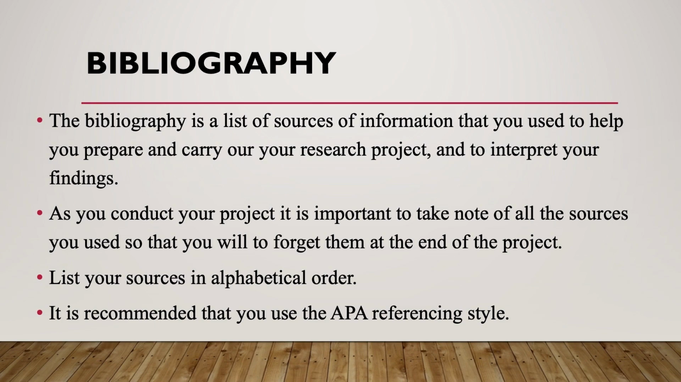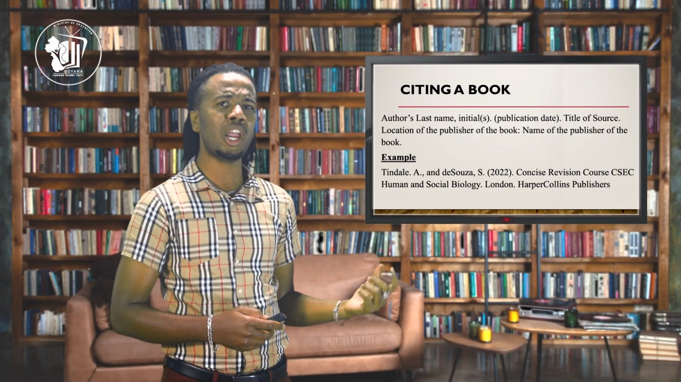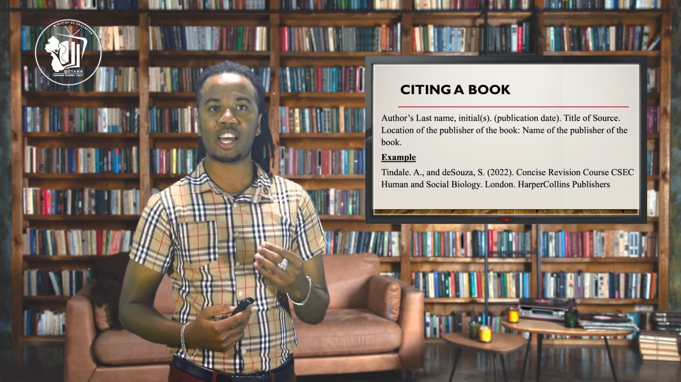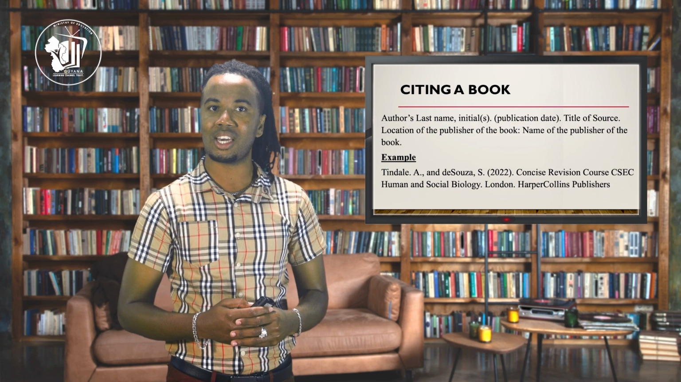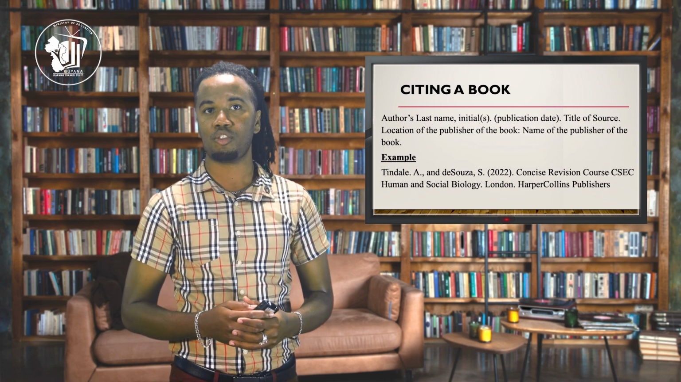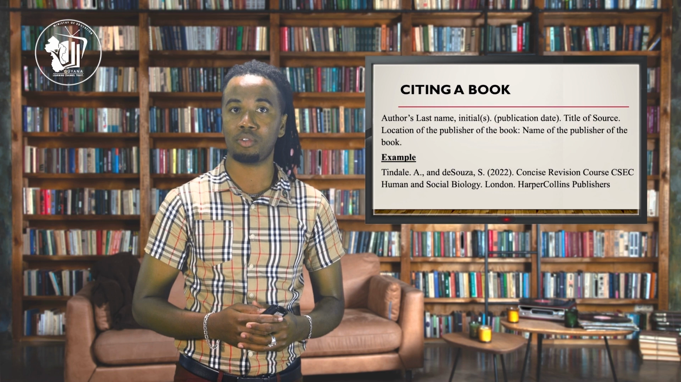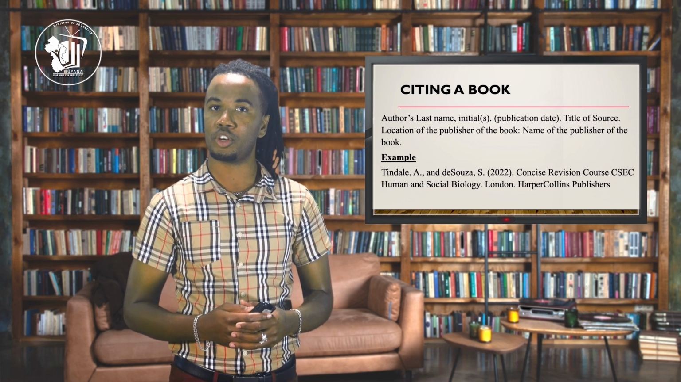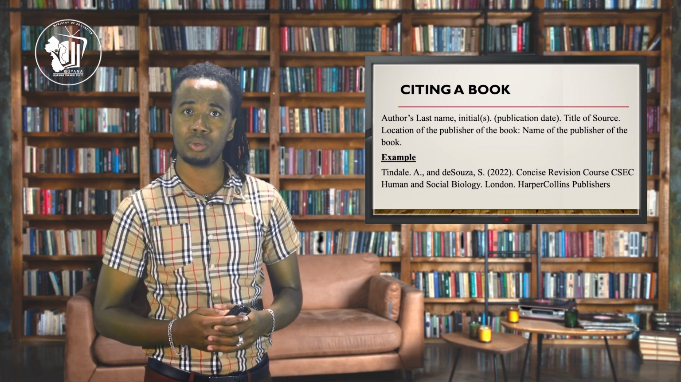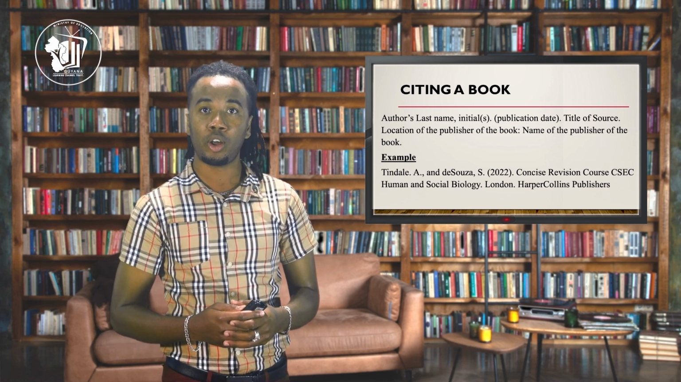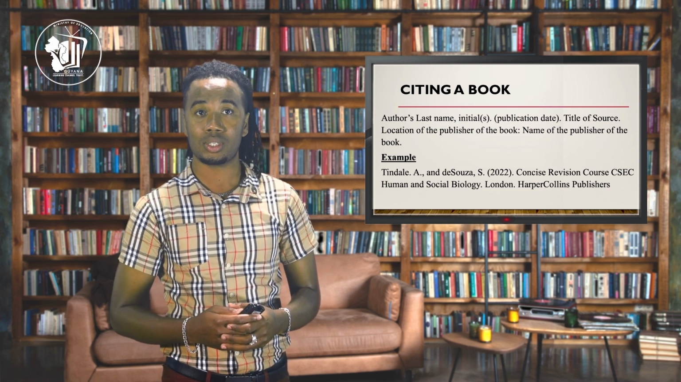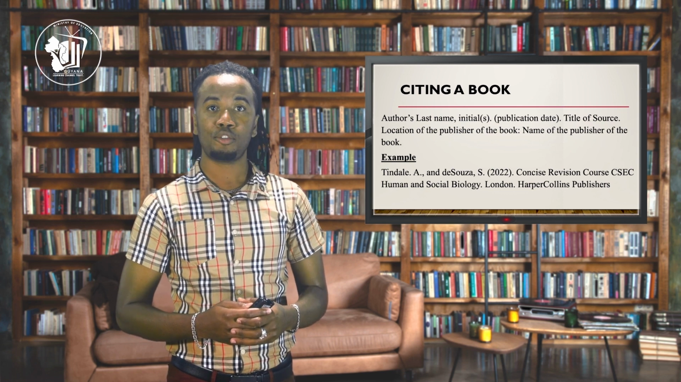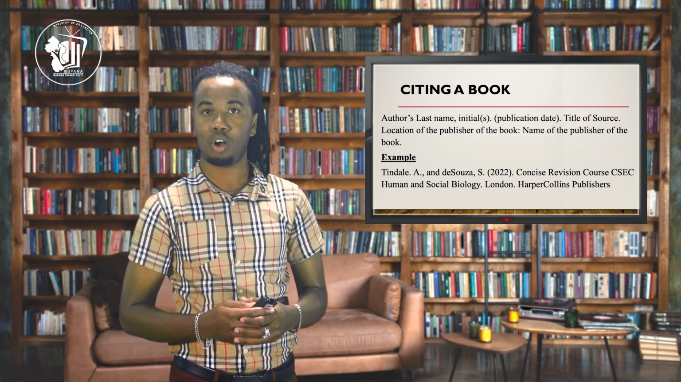Let us turn our attention again to the screen. Here we have an example of how we can cite those textbooks that we would have used. For textbooks, we must first start off by stating the last name of the author, followed by the initial for his or her first name. We must then include the publication date, followed by the title of the source, followed by the location of the publisher of the book, followed by the name of the publisher of the book.